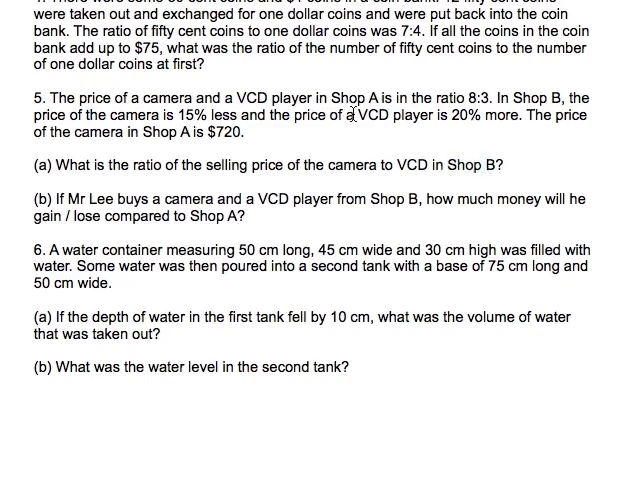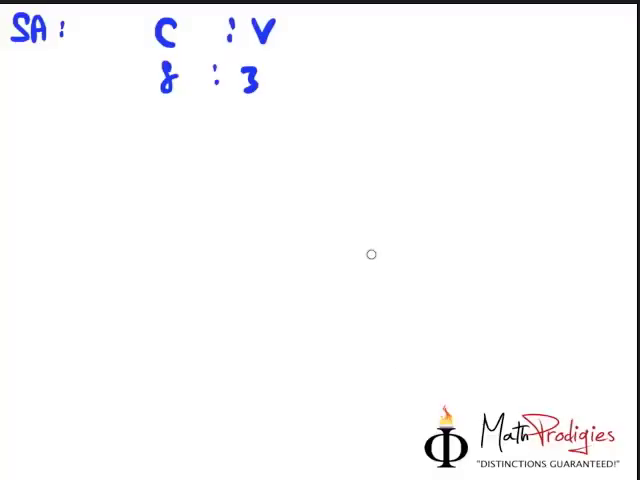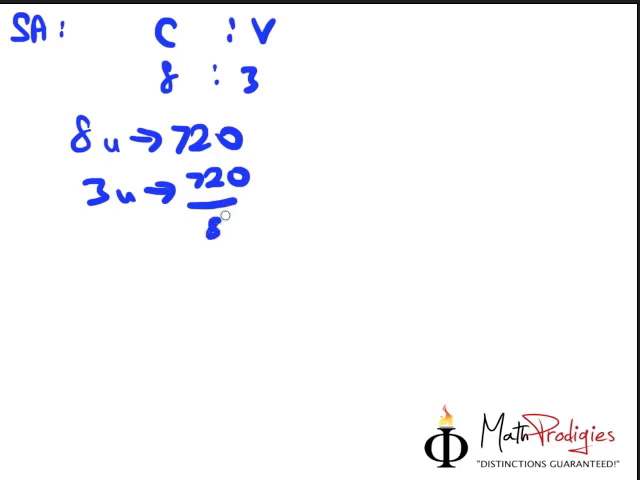So first of all, let's find out the price of the VCD player. Very simple. Now that we know 8 units equals 720, you'll find out what is 3 units. So 720 divided by 8 will give me 1 unit, and then we multiply it by 3. 90 times 8 will give you 720, and so 9 times 3 will give you 27. So the answer is $270 for the VCD player.